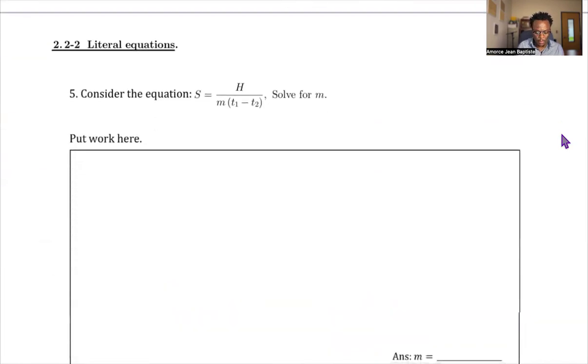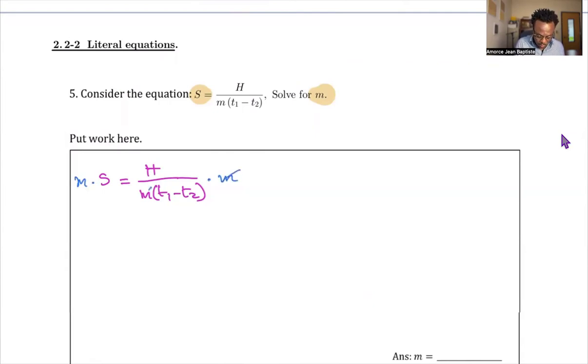So this next topic will be about solving equations that have multiple variables, but you are required to solve for one variable. This first equation here is S equals H over M times (T1 minus T2). Now, what we are solving for is M. Solving for M means that instead of S by itself here, we want M to be by itself. Since M is in the denominator, I'm going to want to move it up. Let's multiply both sides of this equation by M.